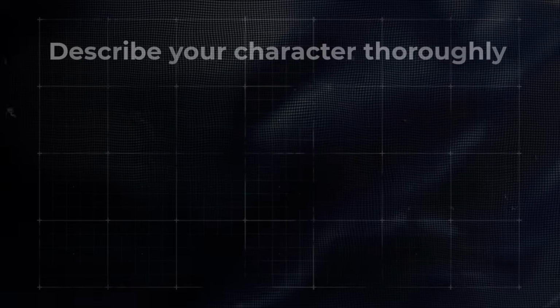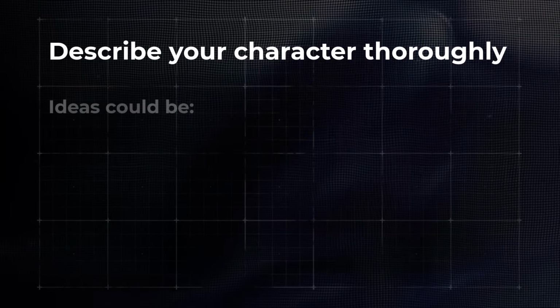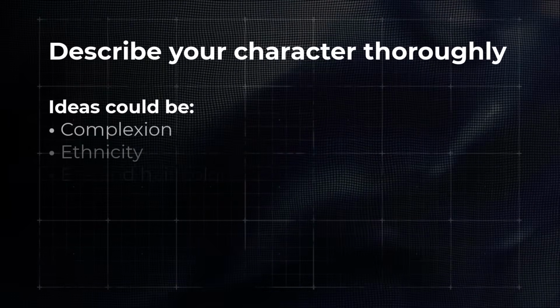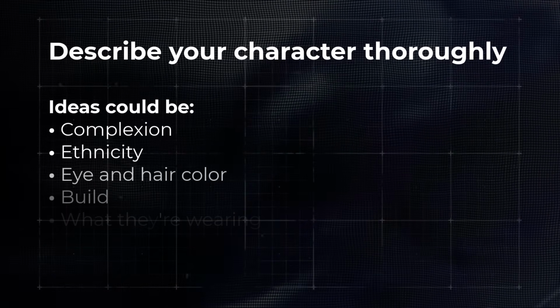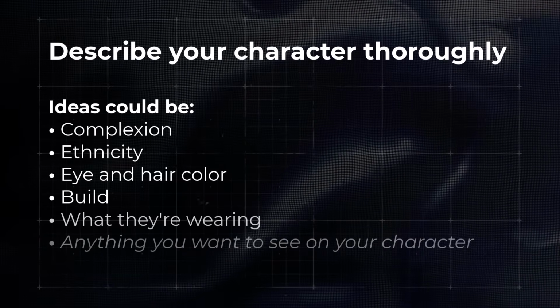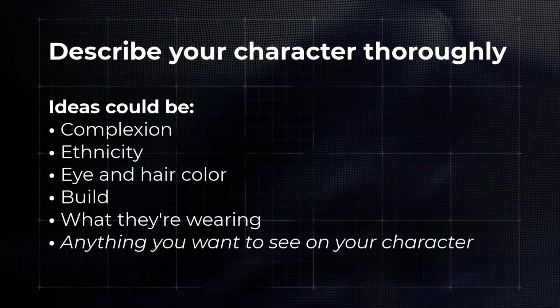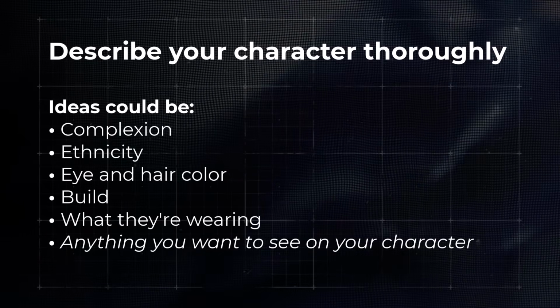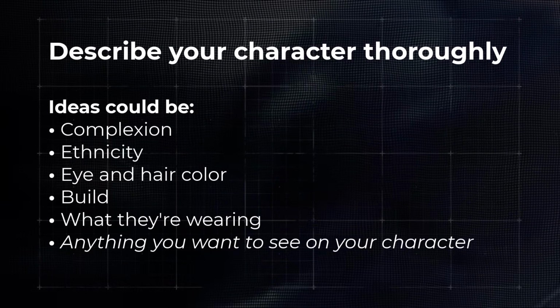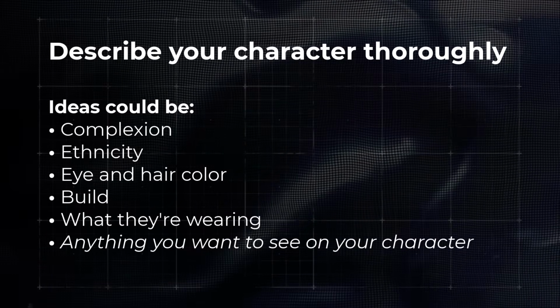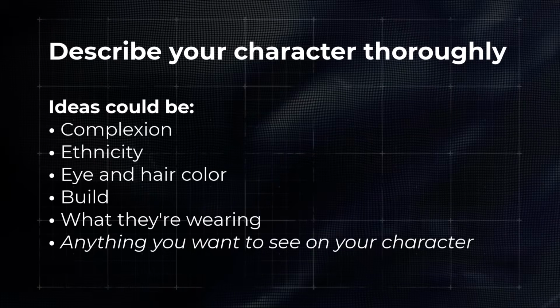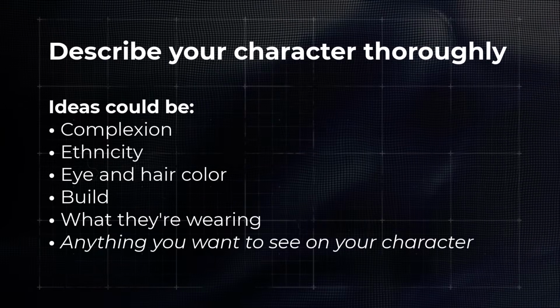But we're going to start by creating a simple base image, and then we're going to move on from there. Now, when coming up with our prompt, we really need to describe a character thoroughly. So some ideas could be things like complexion, ethnicity, eye and hair color, the build of the person. Are they athletic? Are they tall, short, stocky? What they're wearing, or basically anything that you want to see in your character. You want to try and put that in your prompt to get a better chance of generating an image that resembles the character you're trying to create.